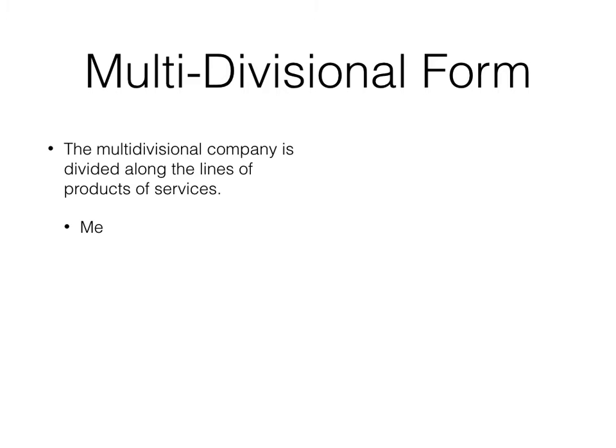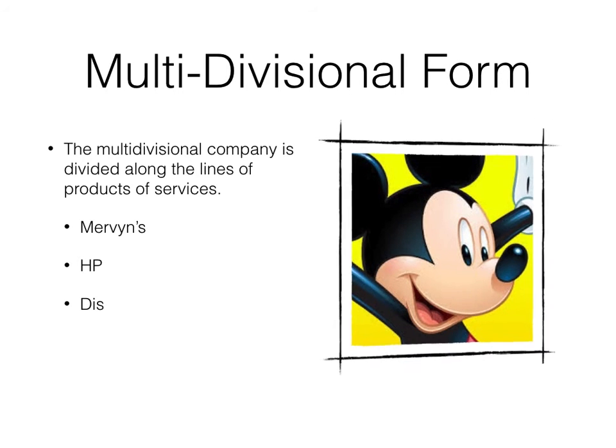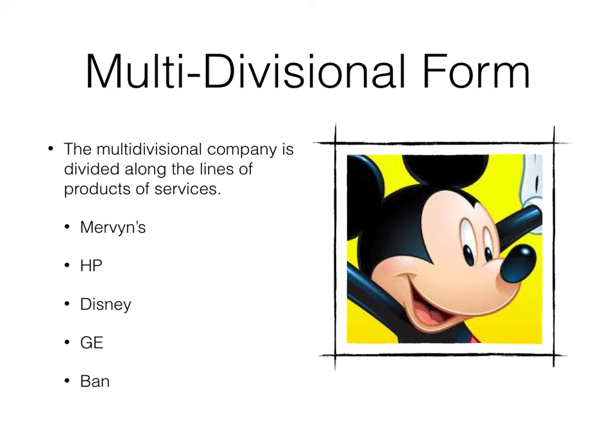The other one is multi-divisional. If you look at the multi-divisional companies, we looked at Mervyn's already. We'll take a look and see what they did. Hewlett-Packard, Disney, General Electric, and banks are set up for the most part in multi-divisional forms. You might have a commercial lending division, a mortgage division, a loan servicing division, a retail banking division.